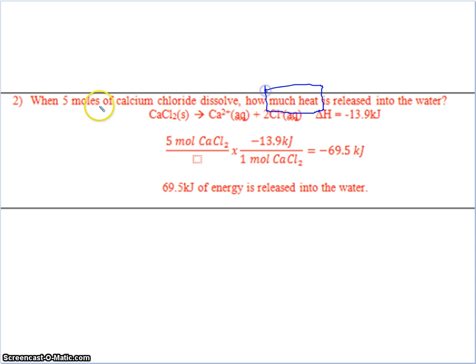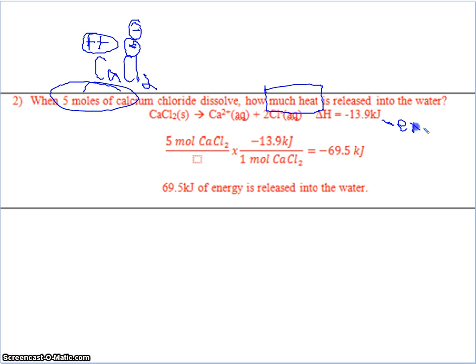So again, we're looking for heat, and we're given 5 moles of calcium chloride. Calcium chloride is CaCl, but there has to be 2 Cl's because this is minus, right? And calcium forms a 2+. Don't forget that. All right, so there's the enthalpy, and notice this is exothermic, and they're doing 5 moles. Now it's per 1, but the coefficient's 1, and it's balanced, so I guess that's fine. And they find negative 69.5 kilojoules of energy is released into the water.